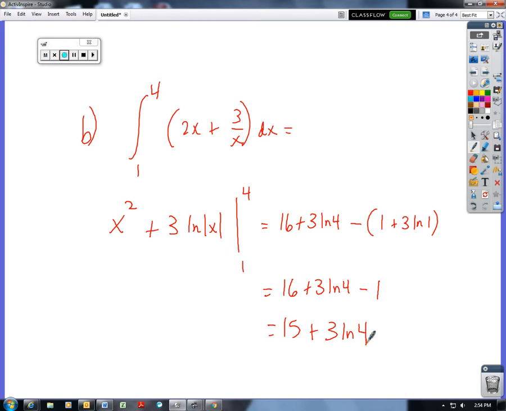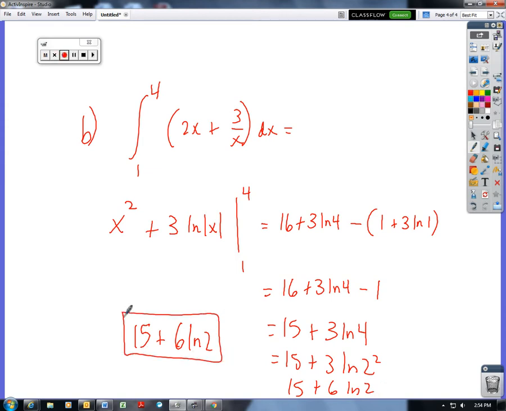Now I'm looking at the book. They wrote theirs differently. So, yes, sometimes that happens. What they wrote is 15 plus 6 natural log of 2. Is there a way to reconcile these two answers? Well, there just might be, because we can use some properties. 4 can be written as 2 squared, and then we can bring the 2 out front to multiply with the 3, and we get 6 natural log of 2. So, the book is actually correct. They did not make a mistake, they just rewrote it.